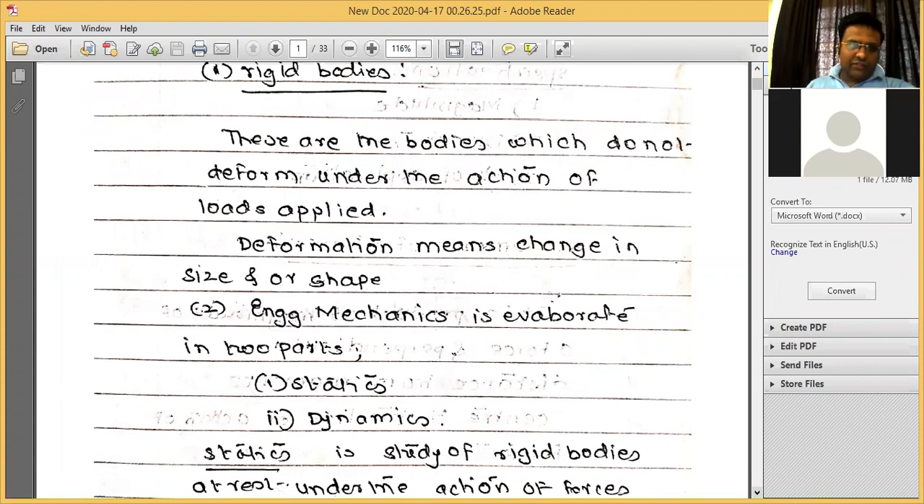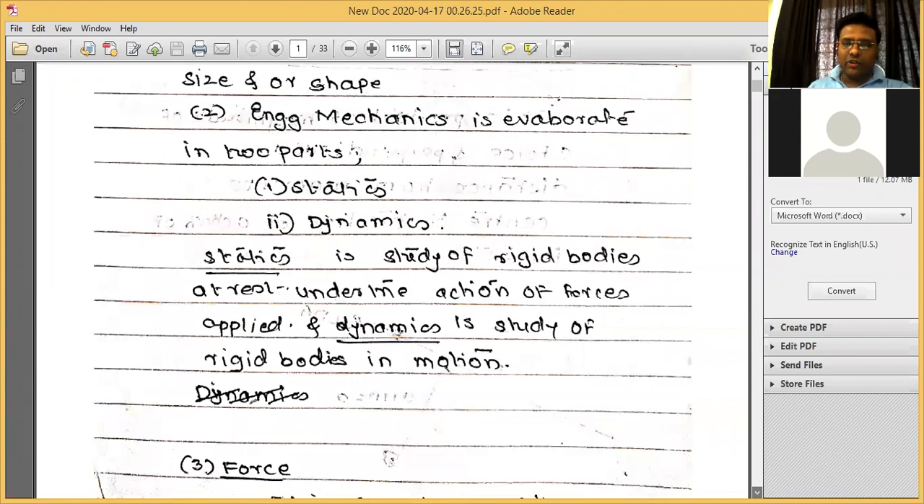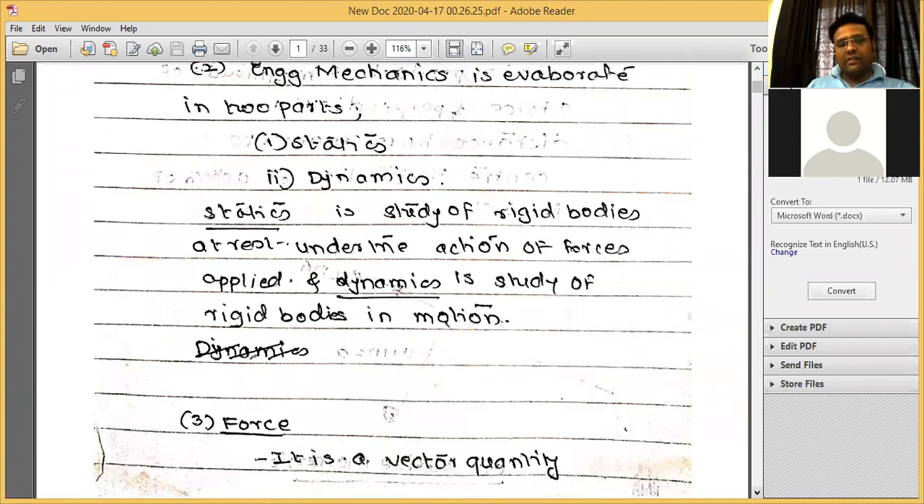is elaborated in two parts, that is statics and dynamics, where statics is the study of the rigid body at rest, whereas dynamics is the study of those rigid bodies when they are in moving condition. A body moving with a constant acceleration is again an example of dynamics. So you have to study statics and dynamics in detail for getting the 14 marks.